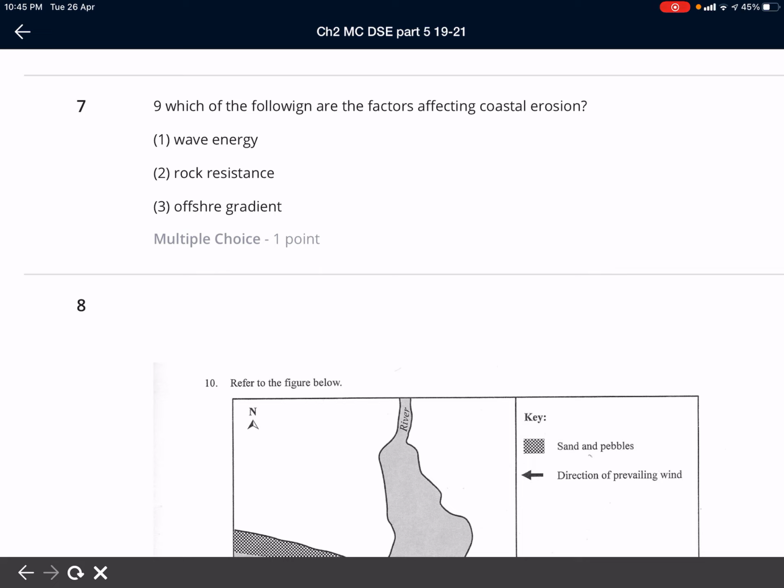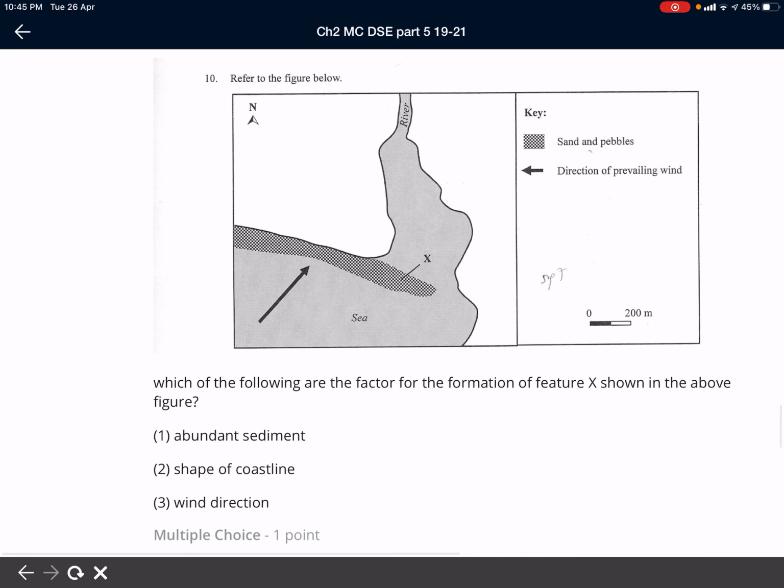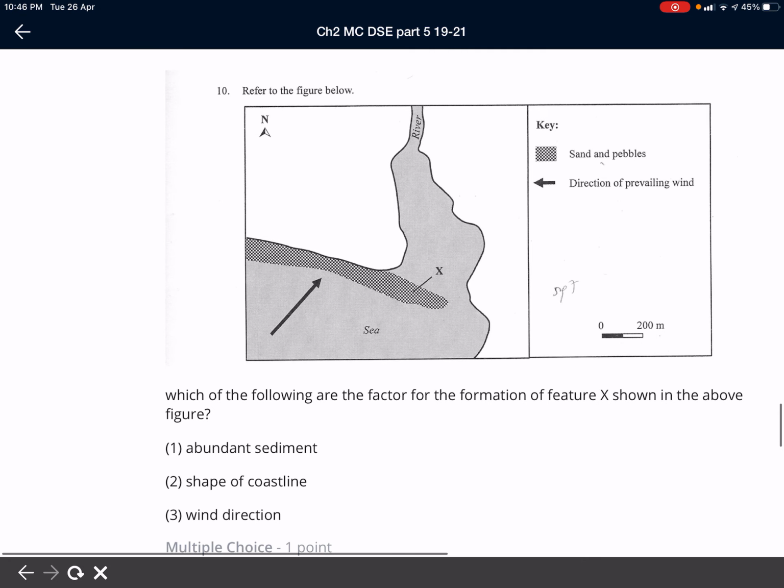So 1, 2, 3. Okay, number 10, which is talking about the formation of the feature in zone X in the above figures. You can see abundant sediment. Is it true? True, because if there is little sediment, then we cannot find the sand and pebbles at all. So number 8.